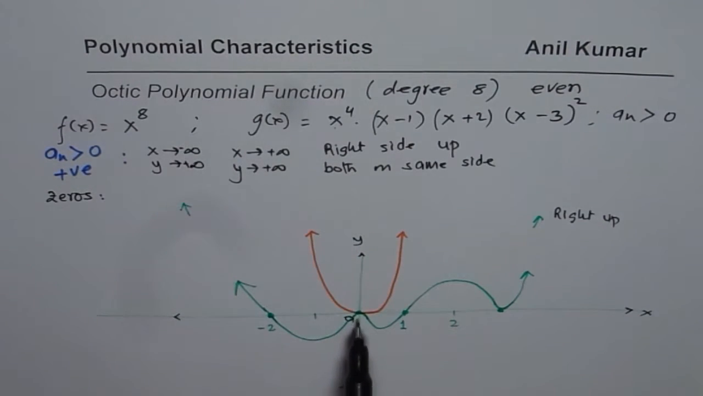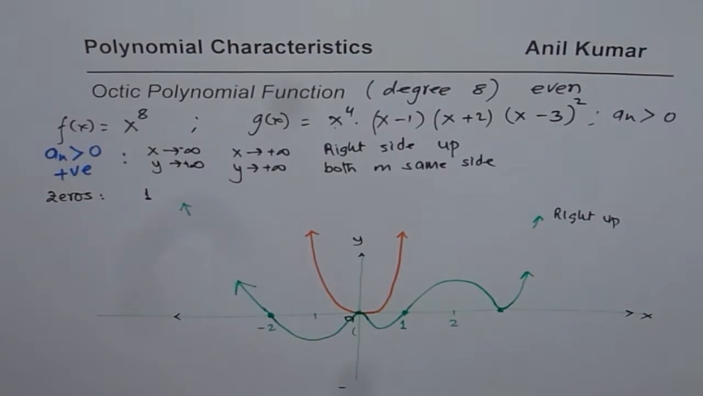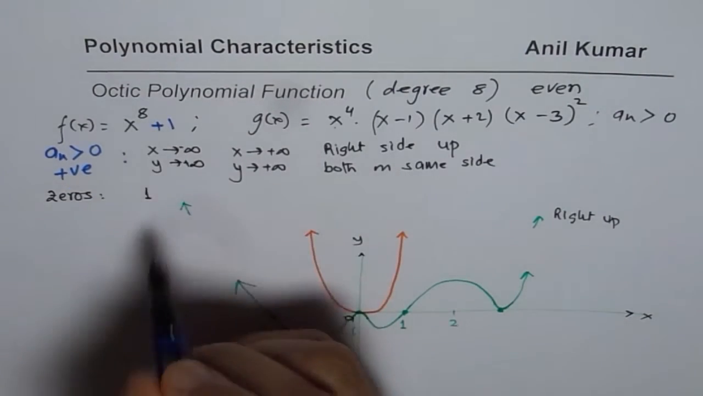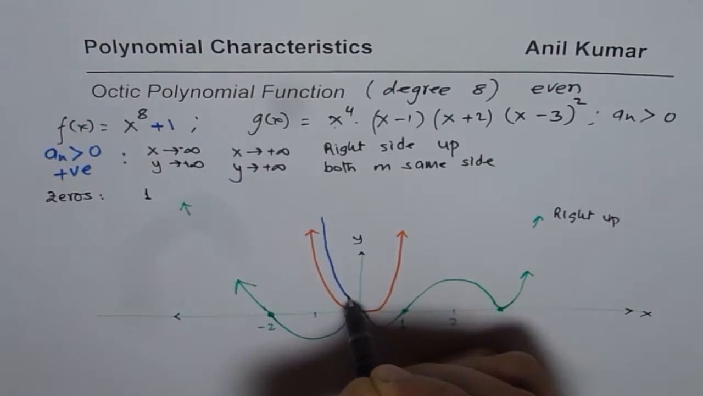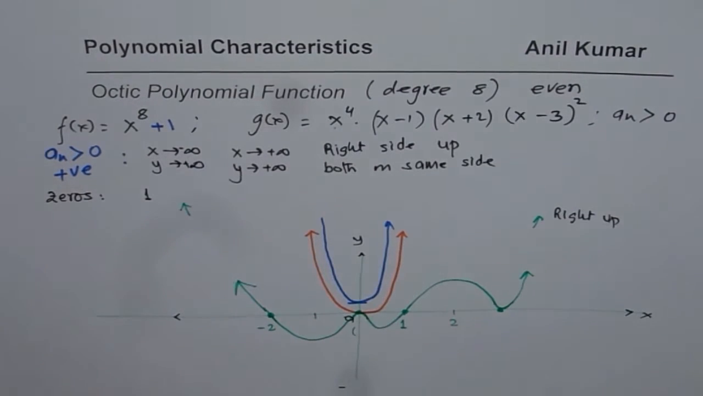Zeros, you have seen, we have at least one here in this case. So let me write one here. But what happens if I have a function which is like x to the power of 8 plus 1? If it is plus 1, this graph will move 1 unit upwards. Do you see that? Kind of like this. So there is no 0 now.